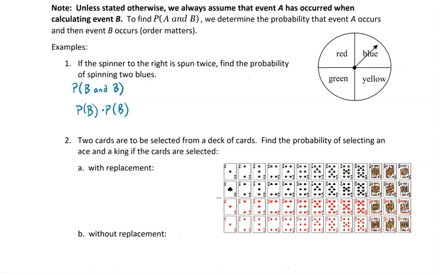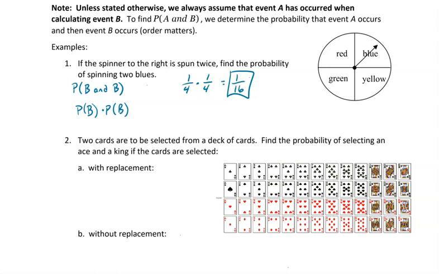So for this spinner, since there's 4 options, the probability of getting blue is 1 out of 4. And the second time it's going to be the same thing. It's still 1 out of 4. So if we multiply those together, we get 1 out of 16, and that is our answer.